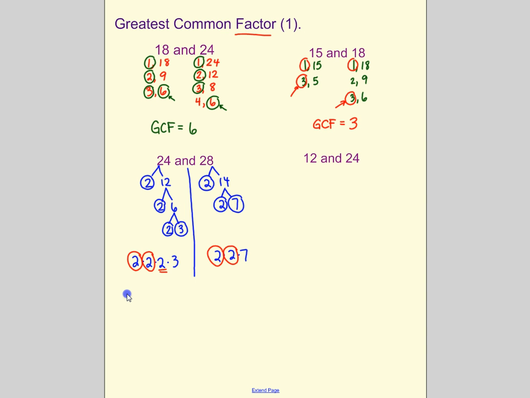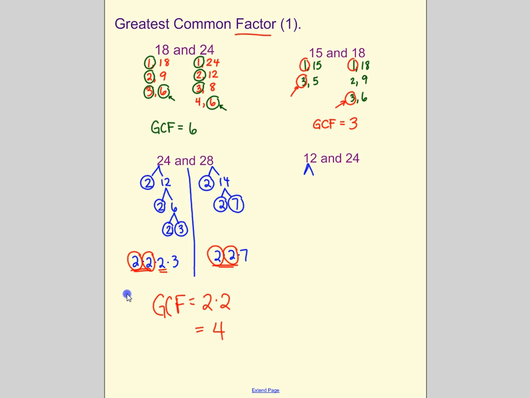Alright, so for the greatest common factor, those 2's that showed up in both sides of our prime factorization, we're going to multiply the 2 times 2 together, and we're going to get 4. So our GCF is equal to 4. So you do your prime factorization and you multiply the common factors together. Alright, let's try one more of those.